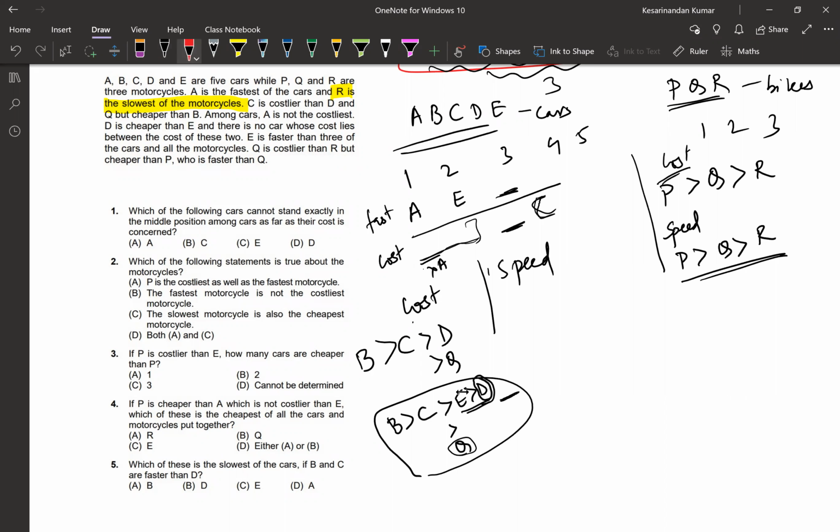Clearly, D cannot come here. So the option would be D. Everybody who had got the first answer is wrong. Have you guys understood it?